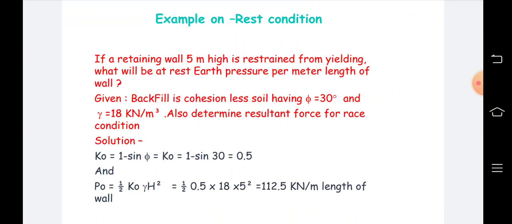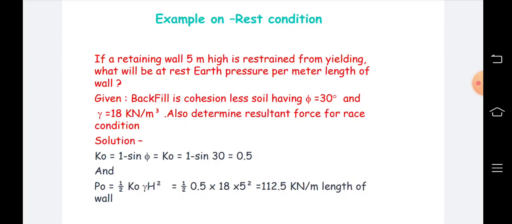for your online examination. If the retaining wall is of 5 meter height and is restrained from yielding, what will be the rest pressure per meter length of the wall? In the given data, the backfill is cohesionless. Cohesionless soil means a sandy soil having phi equal to 30 degree and gamma equal to 18 kilonewton per meter cube, and also determine the resultant force. Calculate the resultant force.